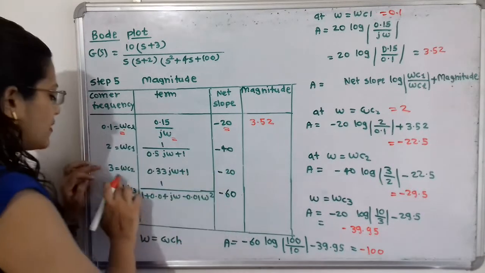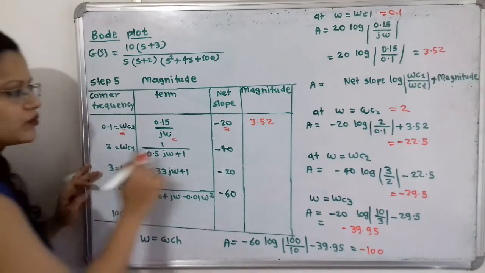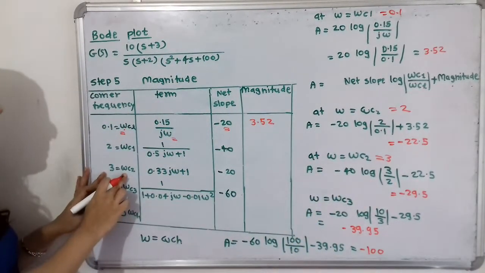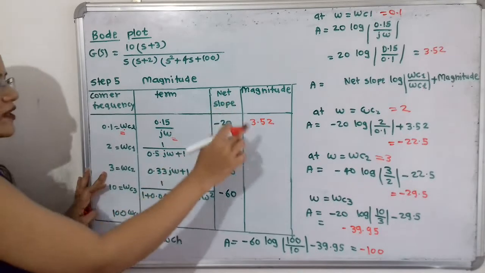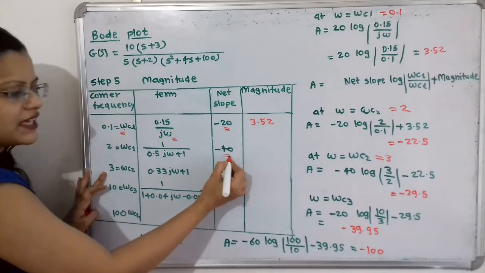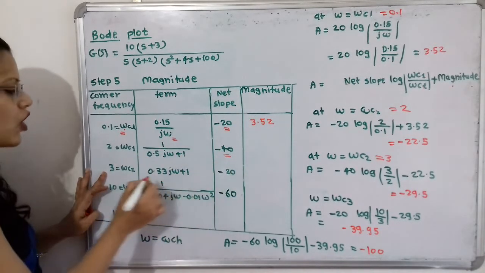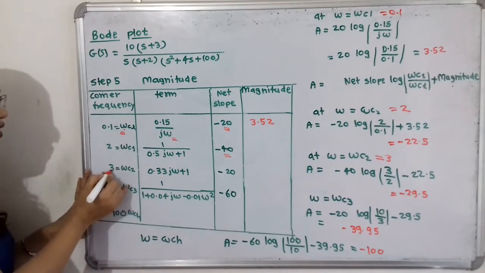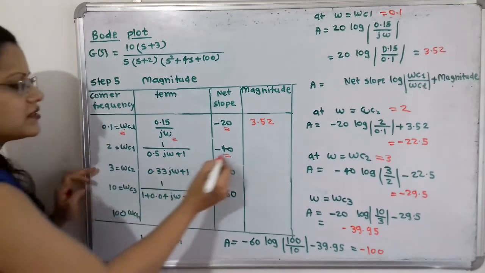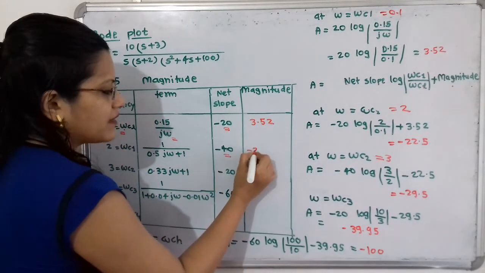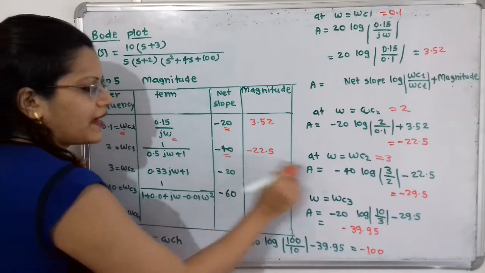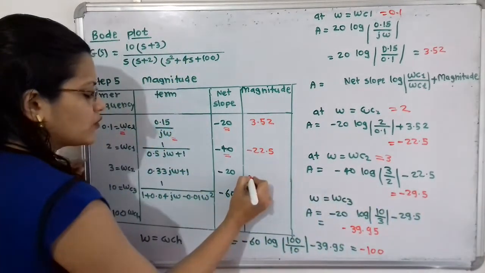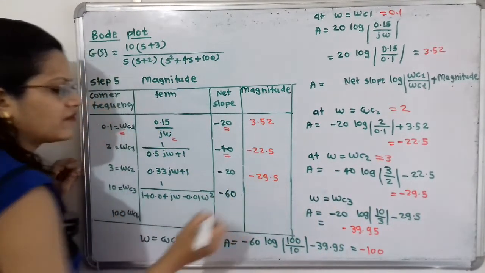Now in the same way, we will take omega is equal to omega C2, which is equal to 3. So this corner frequency is 3. So again we have to take net slope. So net slope is for previous corner frequency, that is minus 40 into log of omega C2 by previous corner frequency, that is omega C1, that is log of 3 by 2, plus magnitude. So here magnitude is minus 22.5. So we have to take minus 22.5. So answer is minus 29.5. So we have to write here minus 29.5.